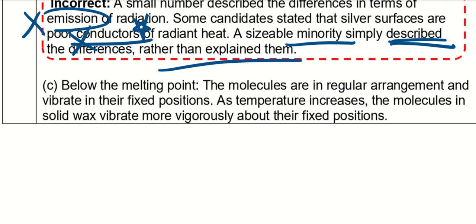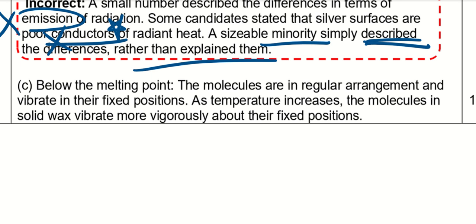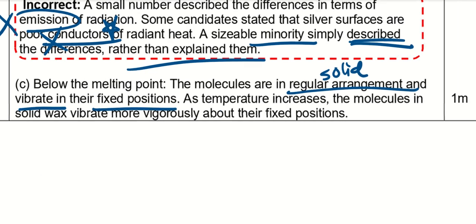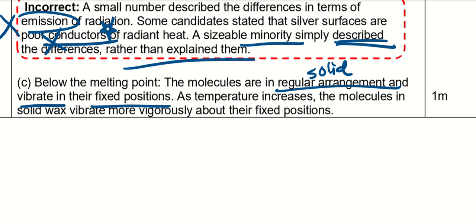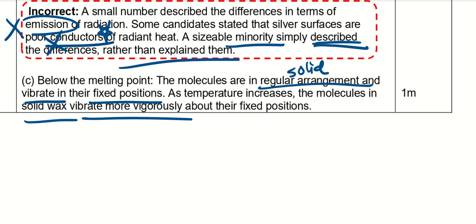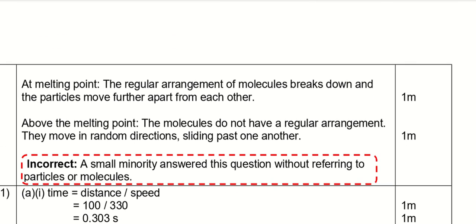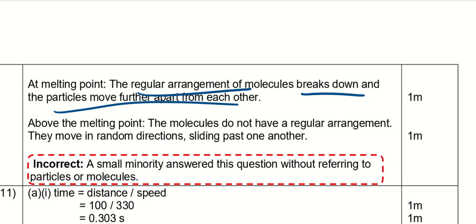Below the melting point, the molecules are in a regular arrangement, so they are solid, and they vibrate in their fixed positions. As temperature increases, molecules in the solid wax vibrate more vigorously, and this is still your only 1 mark. Then after that, at melting point, the regular arrangement breaks down and the particles move further apart.